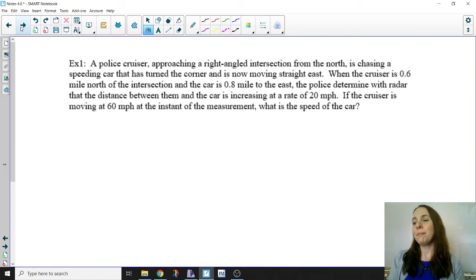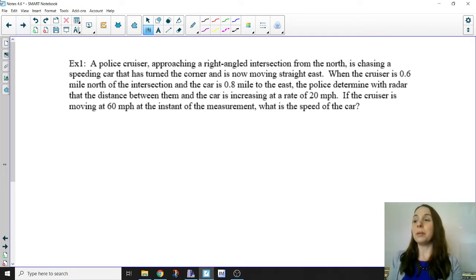Example 1. A police cruiser approaching a right-angled intersection from the north is chasing a speeding car that has turned the corner and is now moving straight east. When the cruiser is 0.6 of a mile north of the intersection and the car is 0.8 of a mile to the east, the police determine with radar that the distance between them and the car is increasing at a rate of 20 miles per hour. If the cruiser is moving at 60 miles per hour at the instant of the measurement, what is the speed of the car? That's a lot.